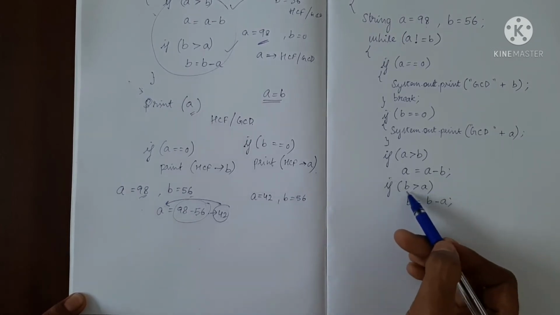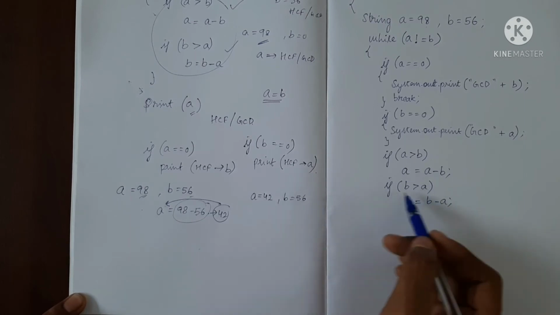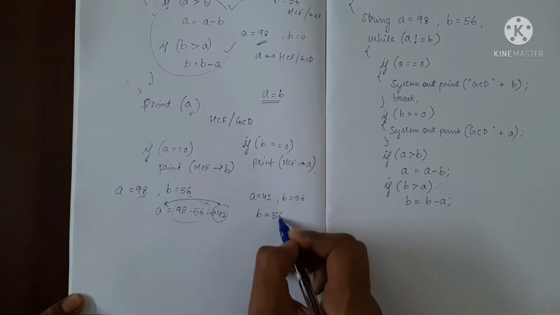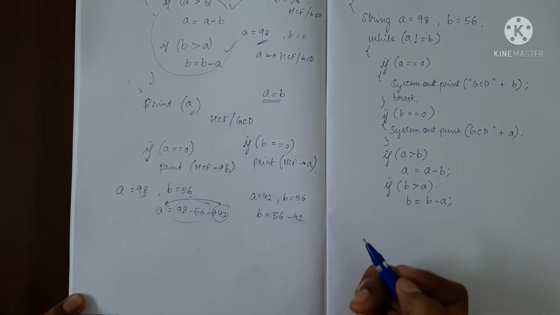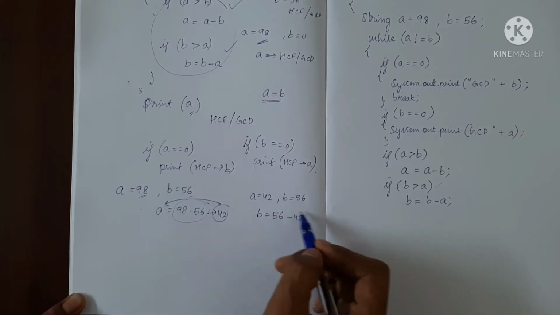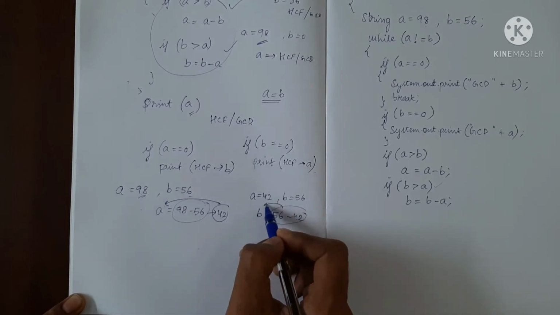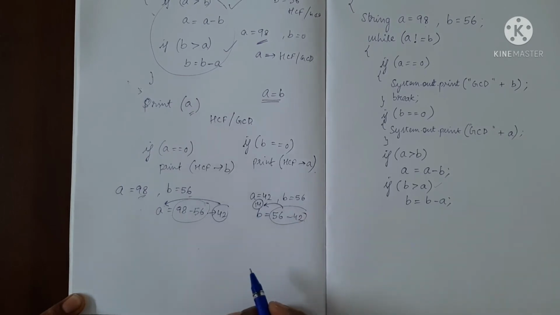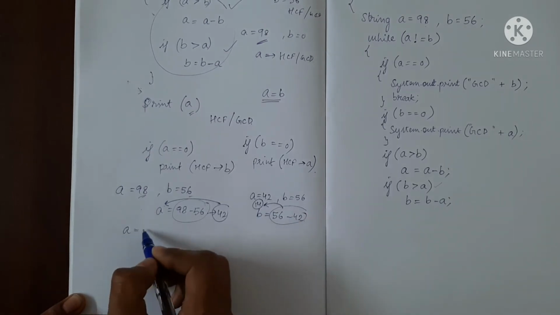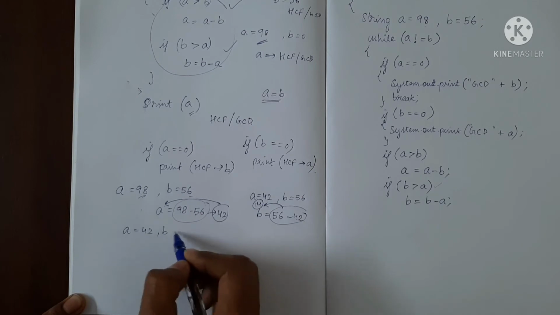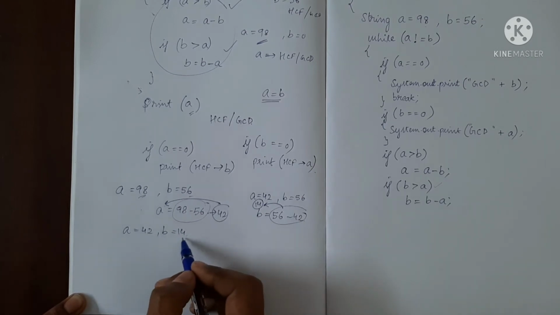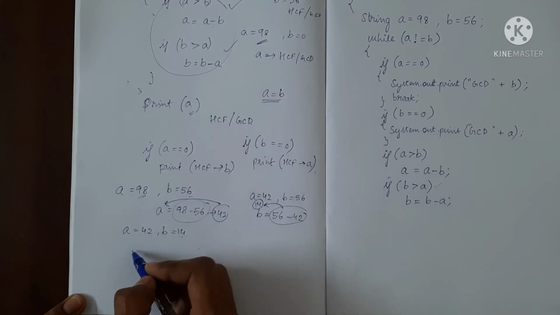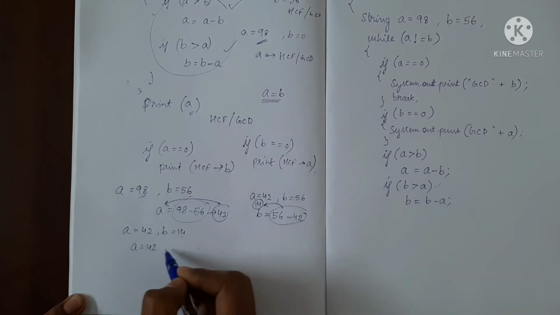Now we'll check again. B is greater than A. Yes, this condition gets satisfied. So we'll do B equal to 56 minus 42. So what will be the result? 14. So now A is 42 and B is 14. And we'll repeat it again. In this case, A is greater than B. So we'll do A equal to A minus B.